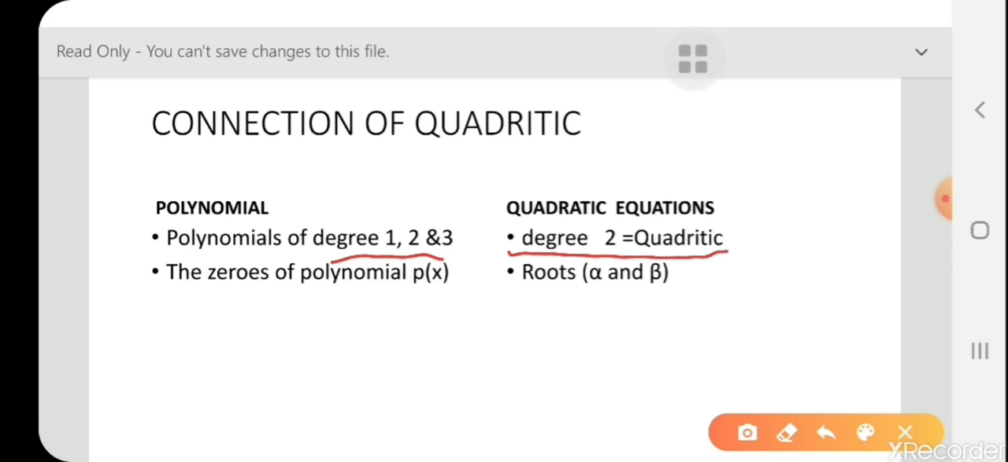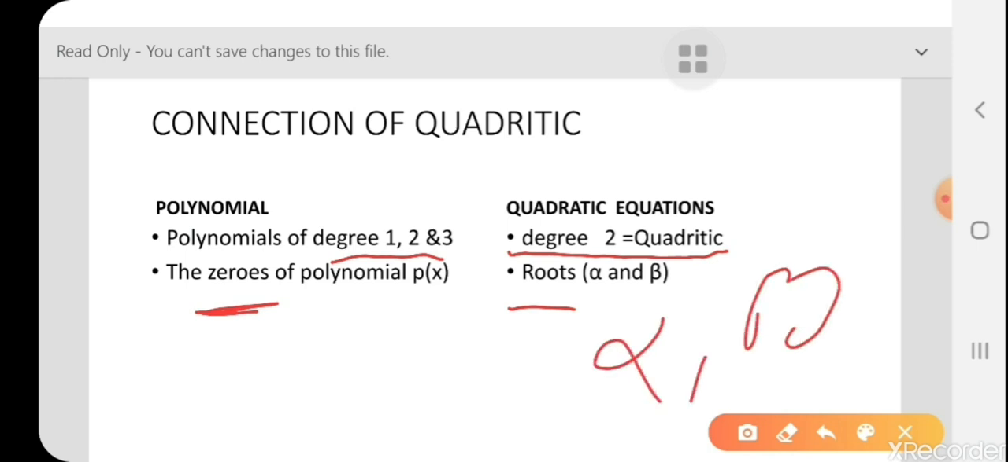Another thing: you have already read about the zero of a polynomial and how to find it. But in the case of quadratic equations, you have to find the roots. Here, the word zero is used as roots, and we denote these two roots as alpha and beta. Since it is a quadratic equation, it has two roots, that is alpha and beta.